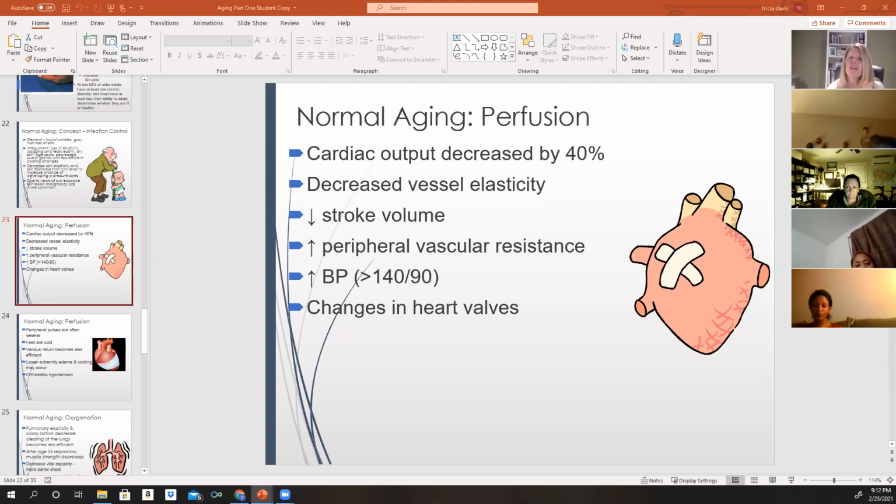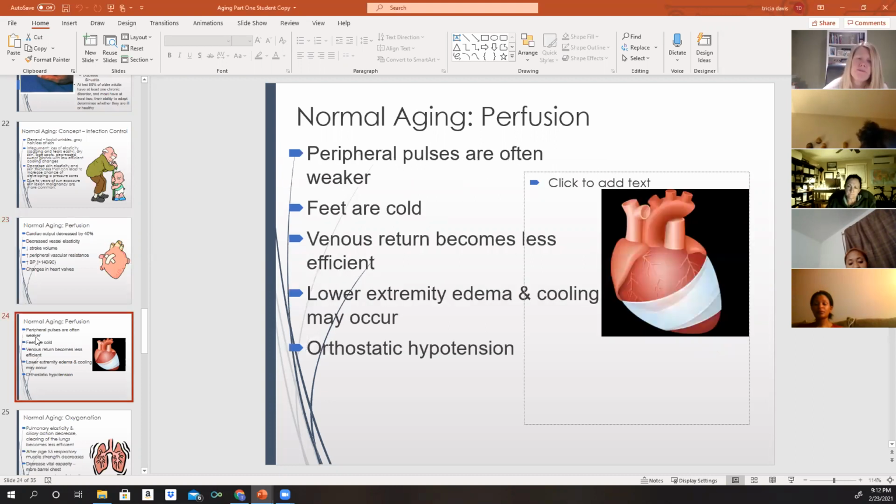So if you have increased resistance, decreased stroke volume, and you have a decreased elasticity in your vessels, your blood pressure is going to go up. That's why we see an increase in blood pressure. And then you're going to see changes in your heart valves. So they may not open and close like they should. They may stay open. They may open when they're not supposed to and close earlier than they should. A variety of different issues.